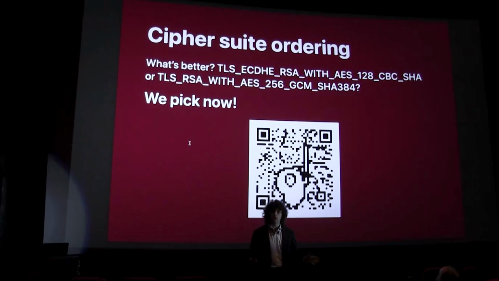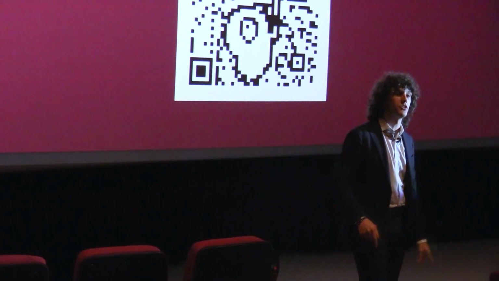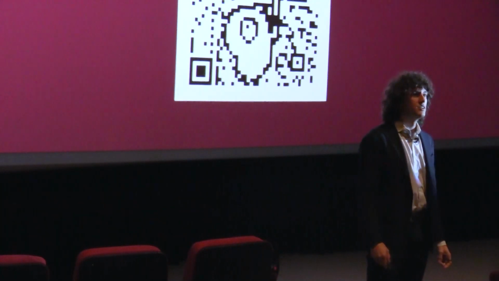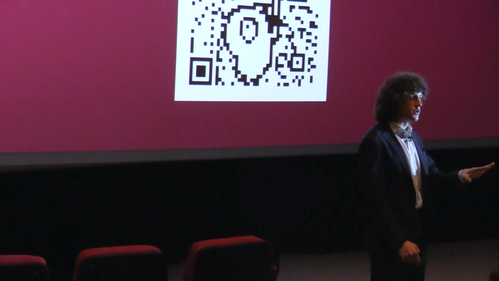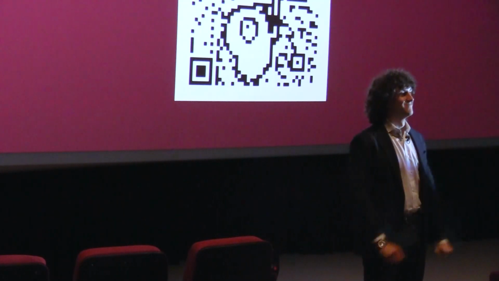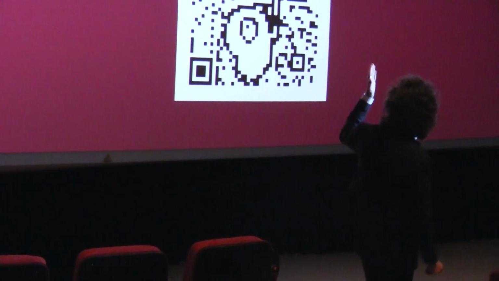Do you have opinions about cipher suites? Do you think that TLS ECDHE RSA with AES 128 CBC SHA is better than TLS RSA with AES 256 GCM SHA 384? Which one is better, the first or the second? Raise your hands. The first one? Sure, I don't want to care. Okay, very few hands. The second one? You're wrong. The first one is way better.